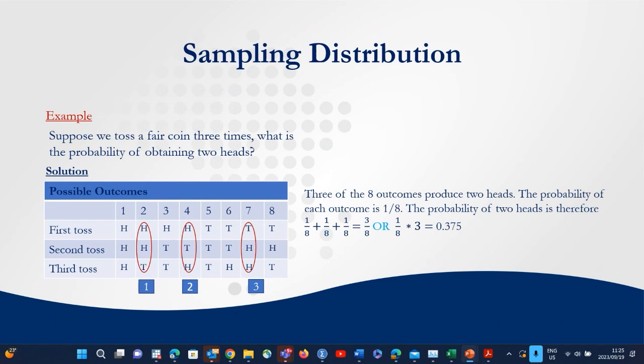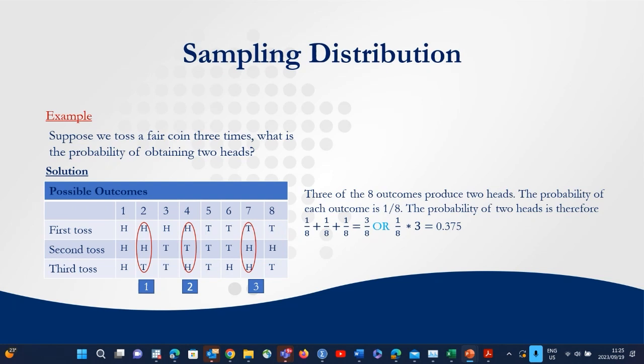So this is another example. Here we're going back to our coin. If we toss it 3 times, these are the possible outcomes: head, head, head; head, head, tail; and so on. The first time I can have head, head. So I have 8 possible outcomes.